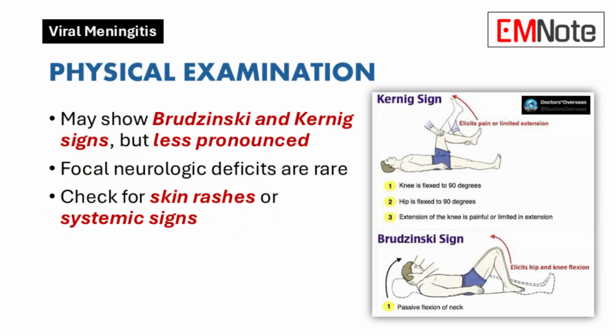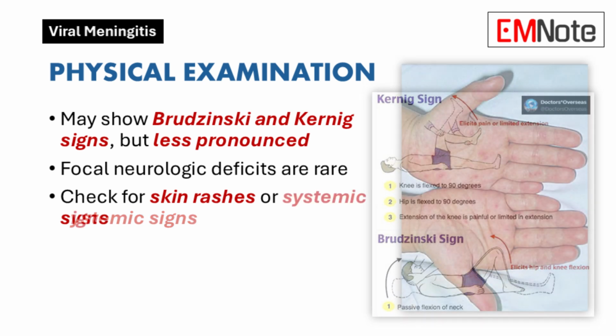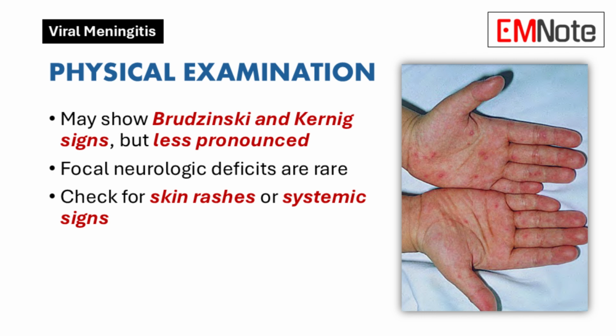Physical examination. The physical examination in viral meningitis may reveal signs of meningeal irritation, such as Brudzinski sign and Kernig sign, although these are typically less pronounced than in bacterial meningitis. Focal neurologic deficits and signs of increased intracranial pressure are rare but should be carefully evaluated. A thorough examination also includes assessing for skin rashes or other systemic signs that may indicate a specific viral infection.